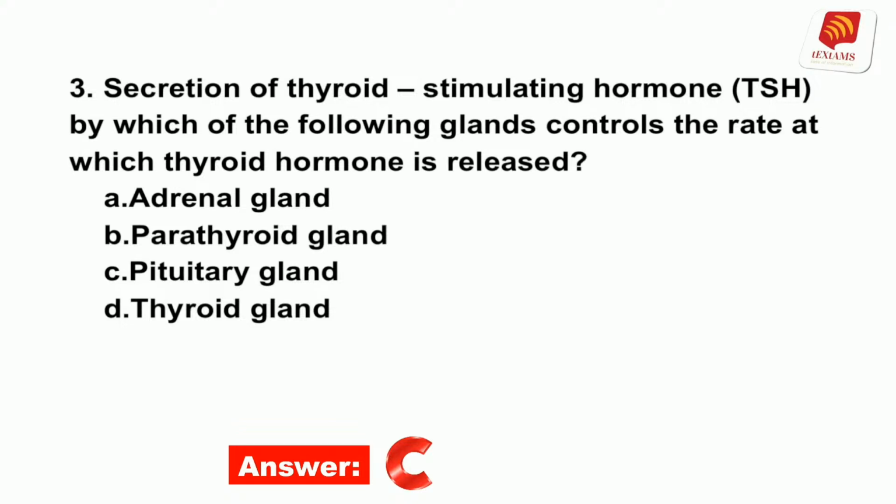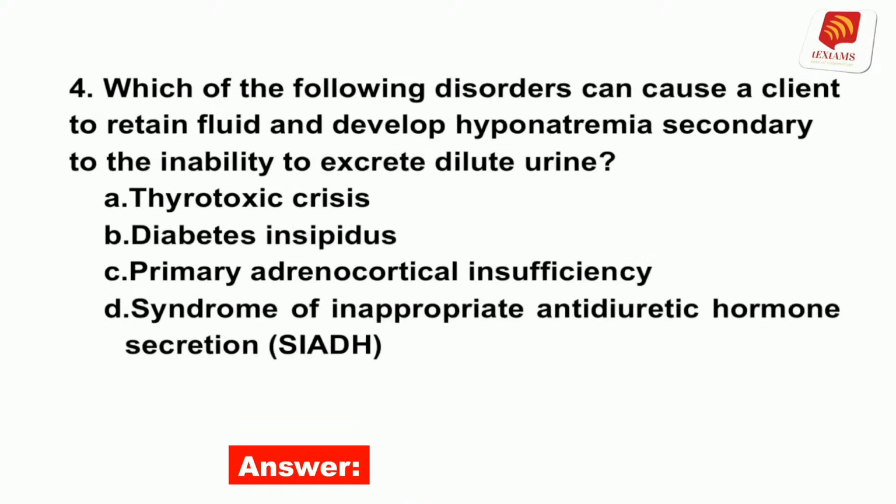The adrenal gland isn't involved with the thyroid gland. The parathyroid gland secretes parathyroid hormones, depending on the levels of calcium and phosphorus in the blood. The thyroid gland secretes thyroid hormone but doesn't control how much is released. Number 4. Which of the following disorders can cause a client to retain fluid and develop hyponatremia secondary to the inability to excrete dilute urine?